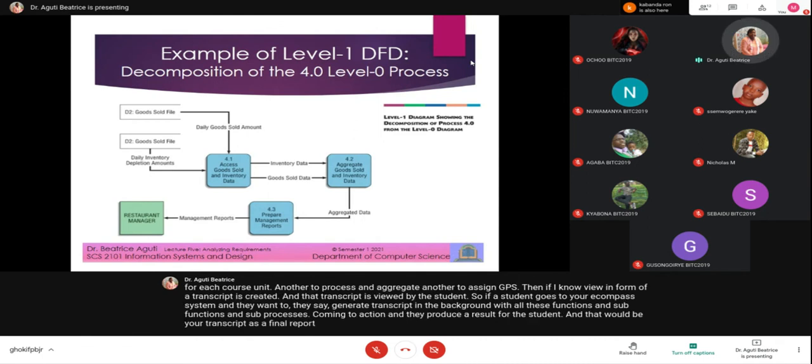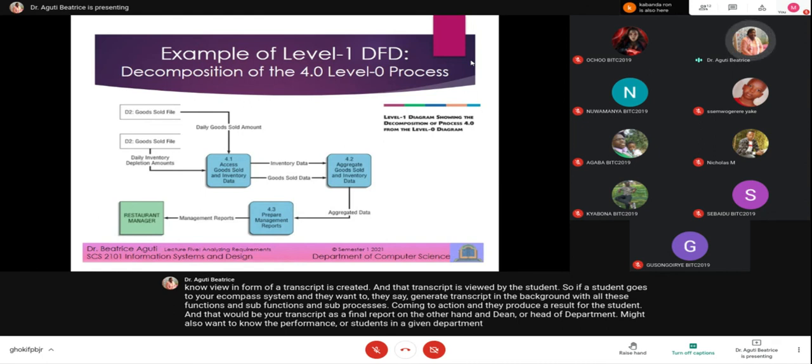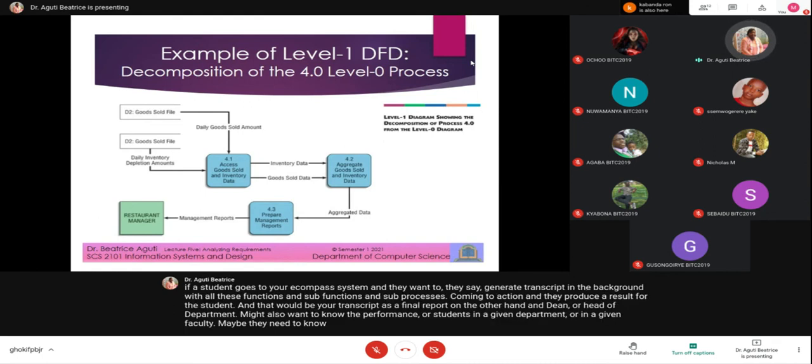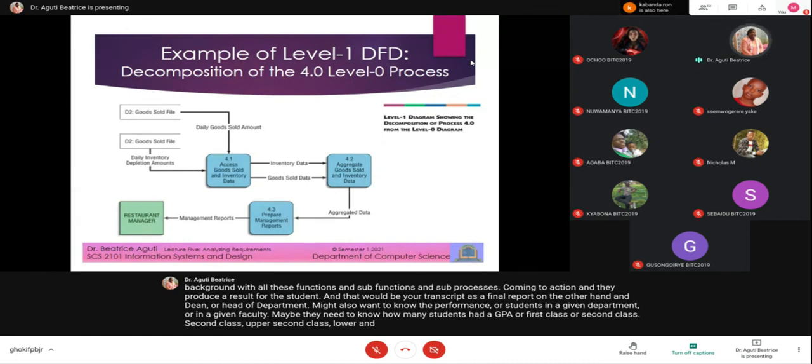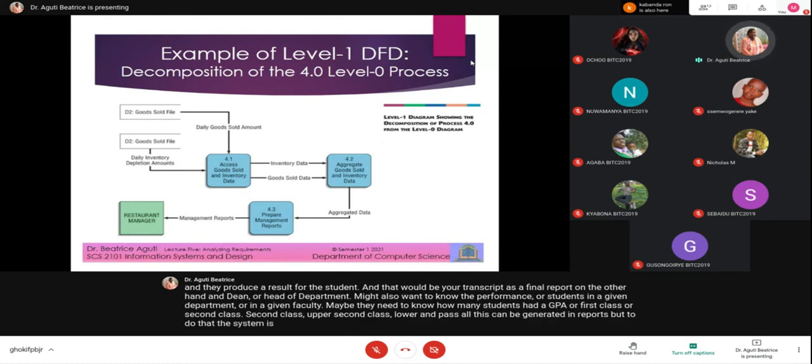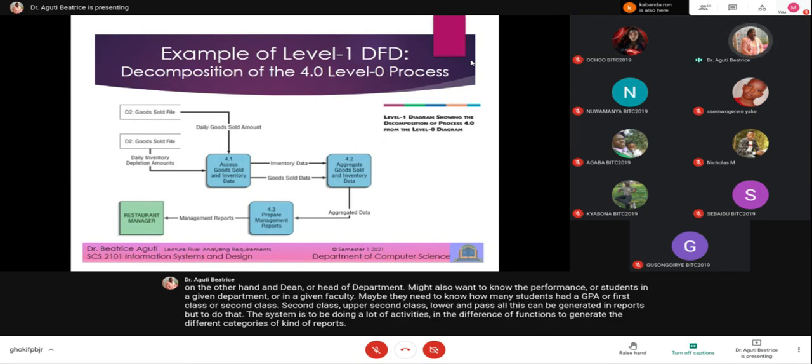On the other hand, a dean or head of department might also want to know the performance of students in a given department or in a given faculty. Maybe they need to know how many students had a GPA of first class, second class upper, second class lower, and pass. All this can be generated in reports, but to do that, the system needs to be doing a lot of activities in the different sub-functions to generate the different categories of reports that would be required, and then aggregated into a simple function or one function.